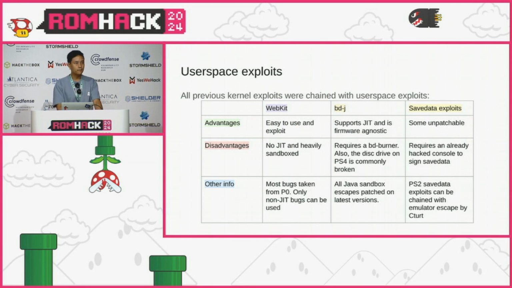And finally, for save data exploits, the biggest advantage is that some are unpatchable, because you can just buy the physical disks and decide not to install the updates. The downsides here are that you require an already hacked console in order to install the save data files. And CTurt, Chris Ertl, also did some research on a slightly different attack surface. Namely, he found ways to hack PS2 games and also escape the PS2 emulator, which has similar privileges as BDJ.